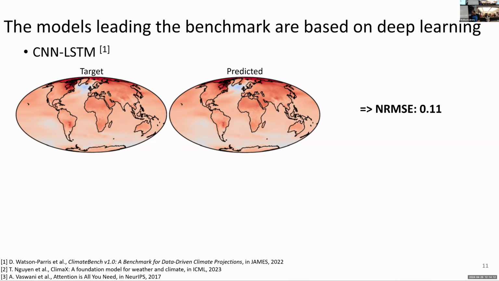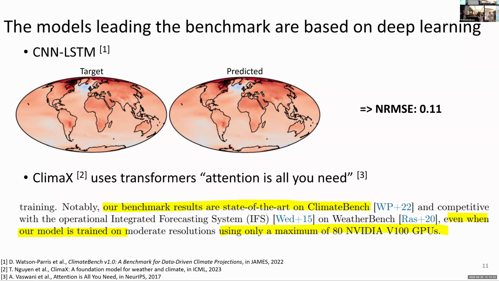And the predicted model is very similar to that. We can then measure that with the normalized root mean squared error between these two fields, as prescribed by ClimateBench. Okay, so when I said that once there's a benchmark, the community would pick it up.